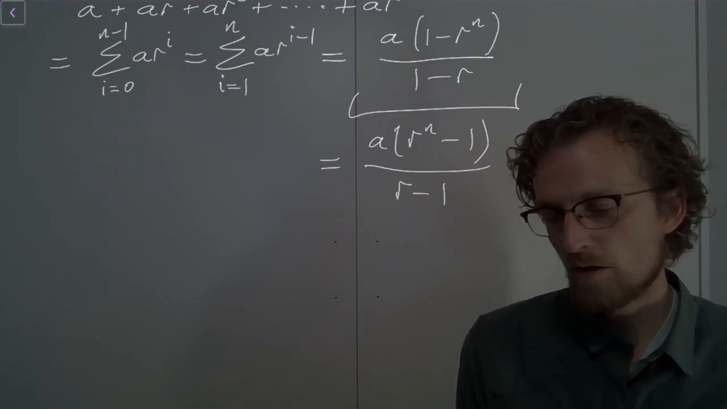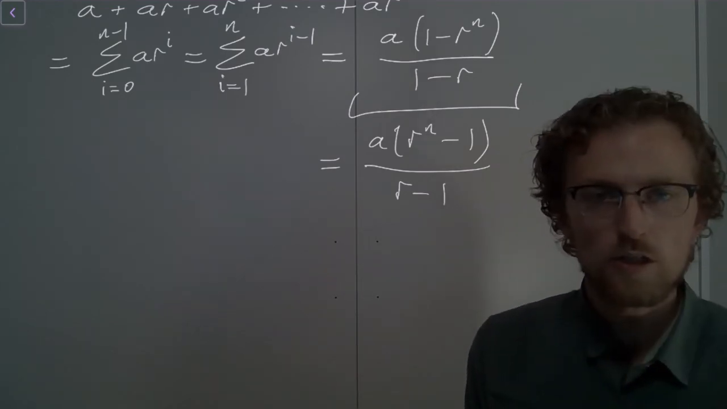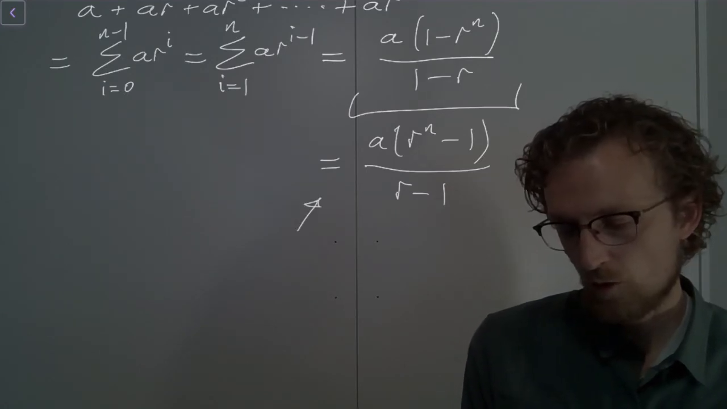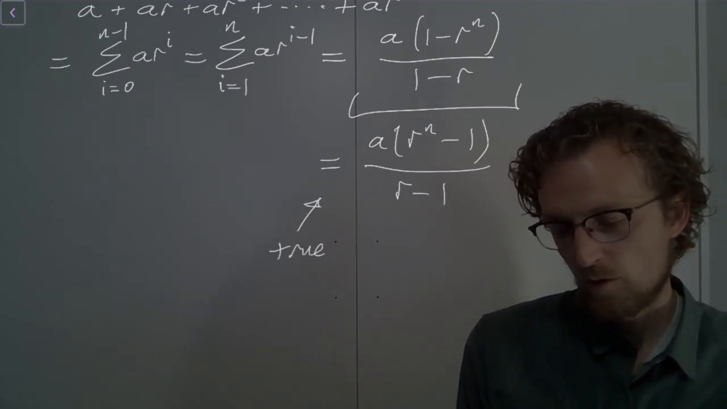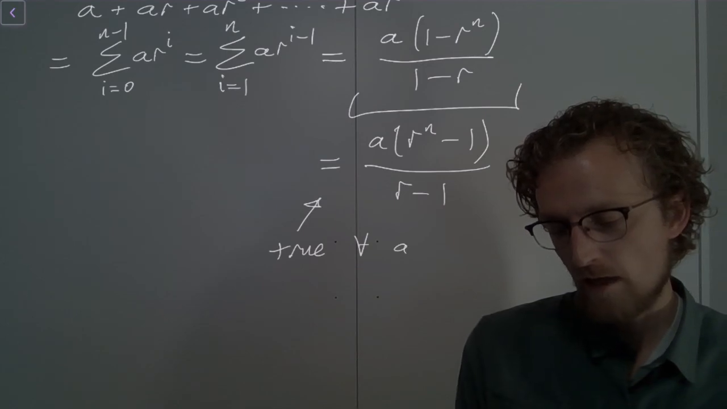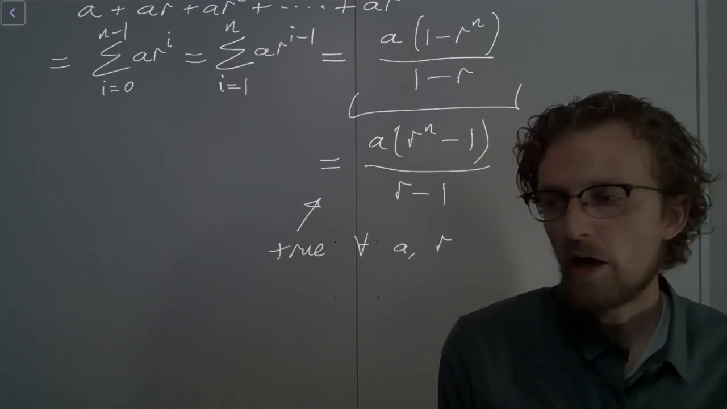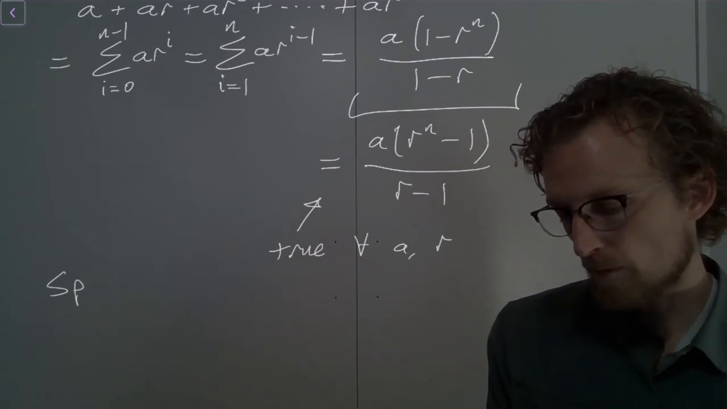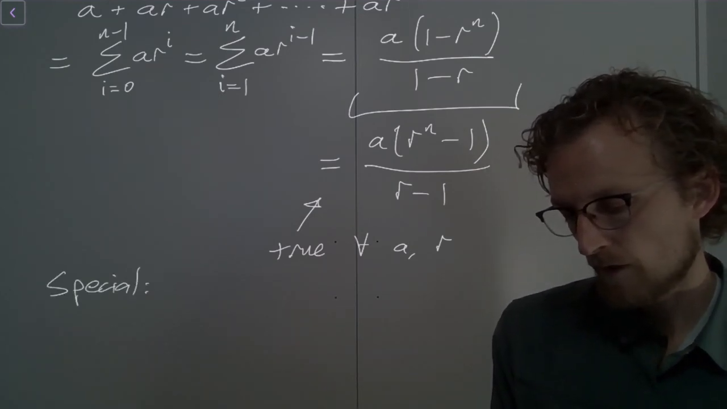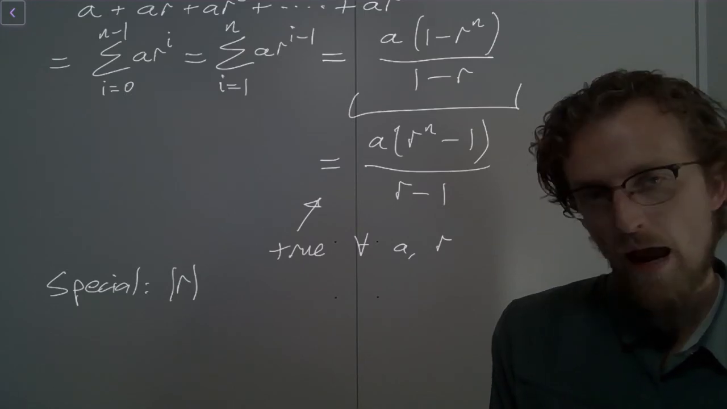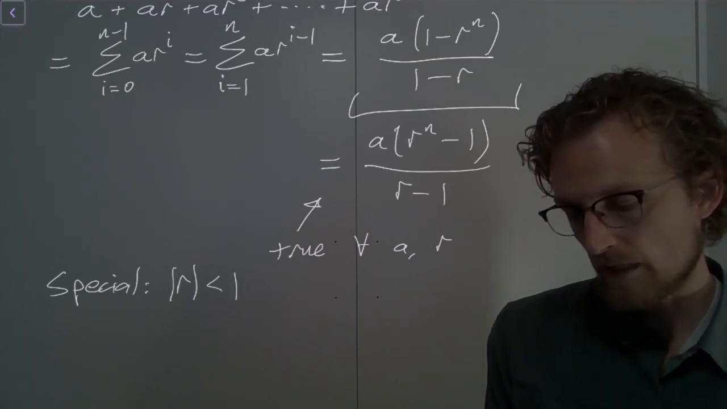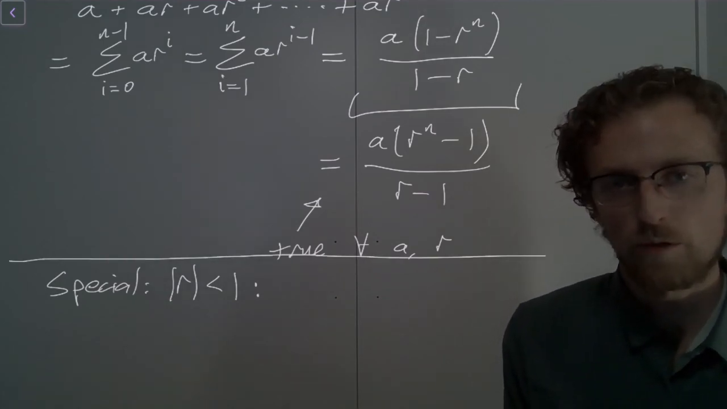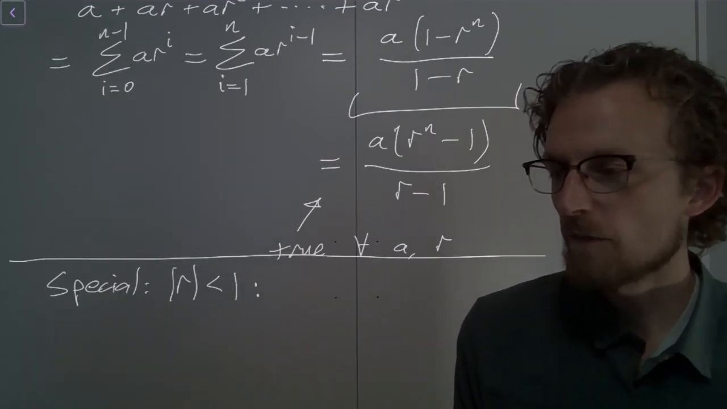Okay, and so there's a special case here. This expression is true for all a and r. But if I have a special property that's satisfied, if the absolute value of r is strictly less than 1, then I get an even simpler expression. I get something like this.